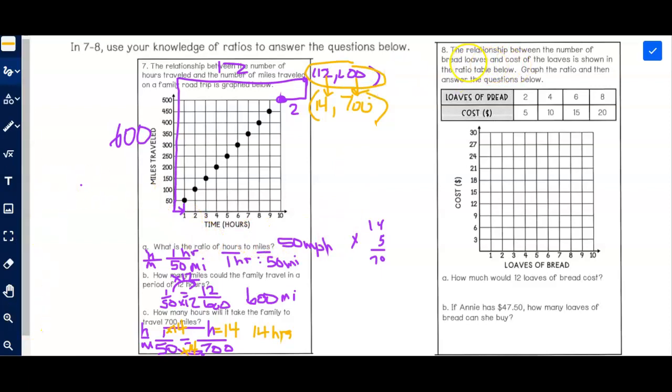Okay, this next problem says the relationship between the number of bread loaves and the cost of those loaves is shown in the ratio table. Graph the ratios, and then answer the questions. We're going to do a graph of the ratios first. Well, our horizontal is the loaves of bread because it's the first row of our table, and then below it is the cost, so that's your vertical.